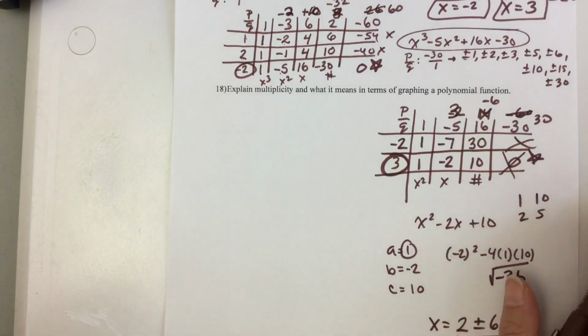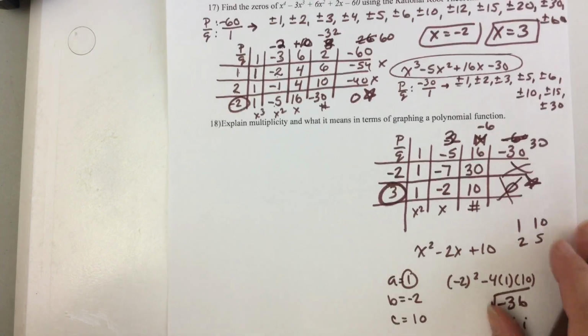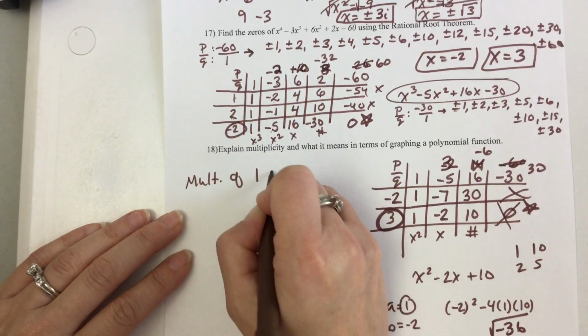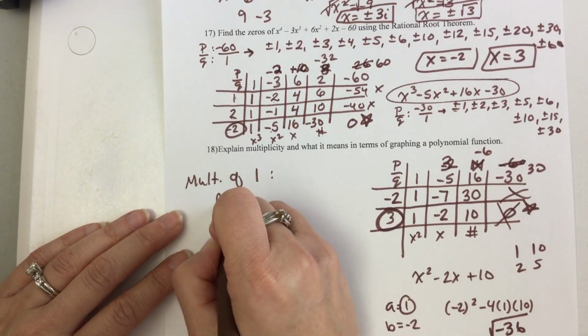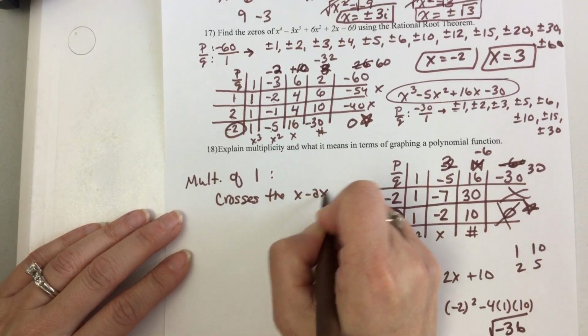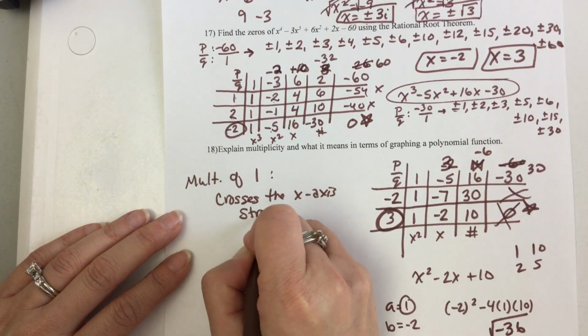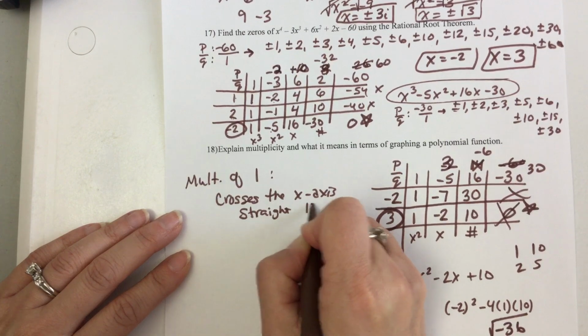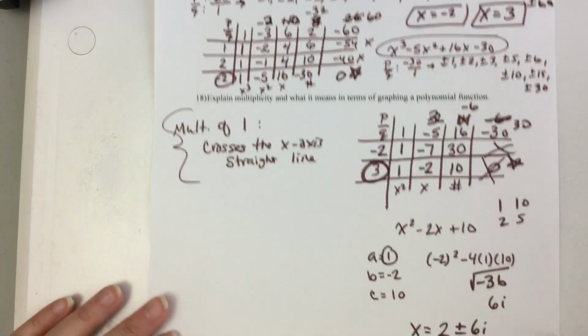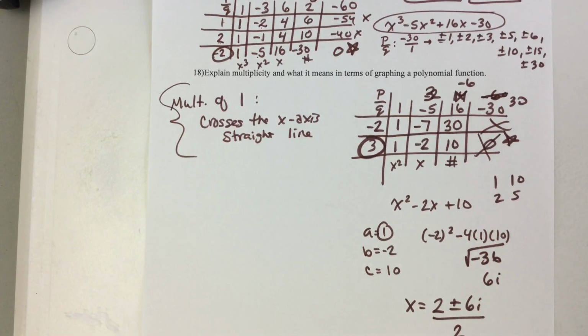Last question. Explain what multiplicity means in terms of graphing. If you have a multiplicity of 1, what that means is the graph crosses the x-axis as a straight line. Anytime you have an answer that occurs only once, when you look at the graph, that graph is going to cross the x-axis at that value as a straight line.